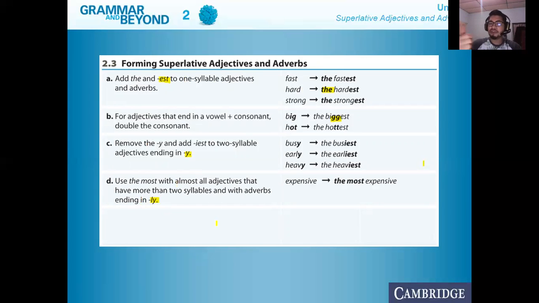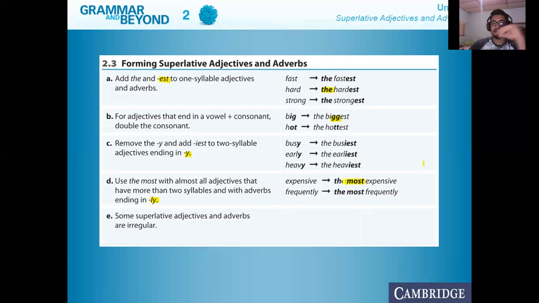Expensive. How do you know that expensive has more than 2 syllables? Pronounce it. You say expensive. Clearly, we have 3 syllables. Therefore, we need to use the word most before that. We have the particle "the," as always, then you have most, and then you have expensive. Here, remember the adverb or the adjective that we're using is not going to change at all. That's why you're using the word most, and that means that you don't need to add est after that. Frequently stays frequently in this case. So we will have the most frequently.